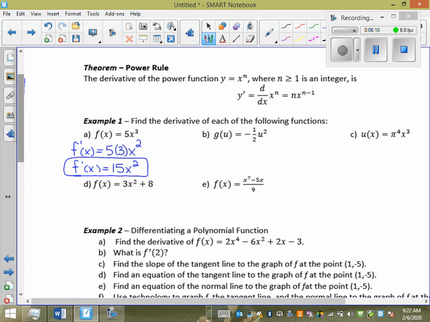All right? Yeah. So is the second derivative 30x? Yeah. The second derivative would be 30x, and you just keep going. Okay. This one. g of u equals negative a half u squared. So I'm going to get g prime of u equals negative a half. Then what do I do? Bring the 2 down. u to the 1. So I'm actually going to get negative u.